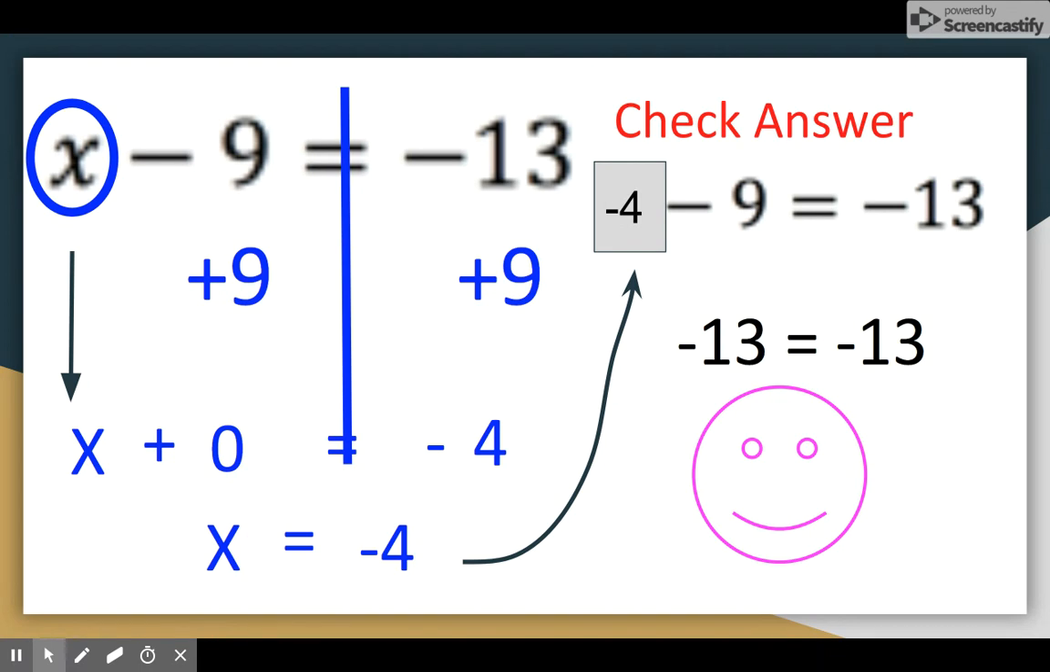So overall, that's how you solve one-step equations with addition and subtraction. I'm going to have you try some problems on your own, but the big idea is that you're using the inverse operation to get the variable by itself.